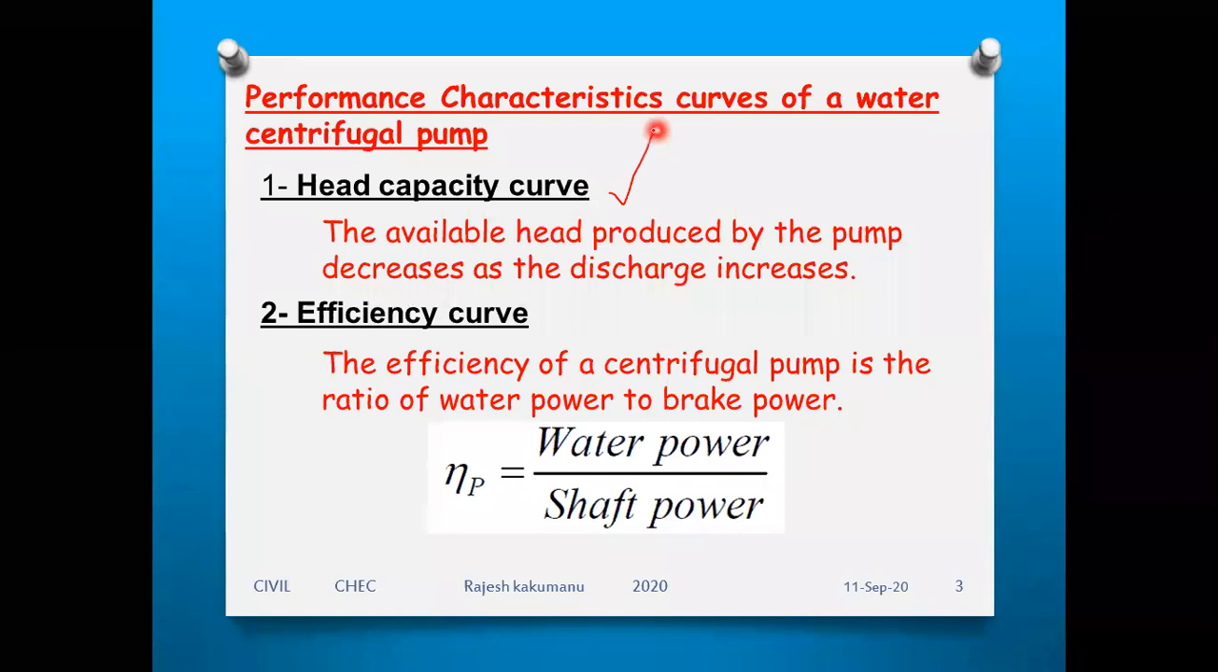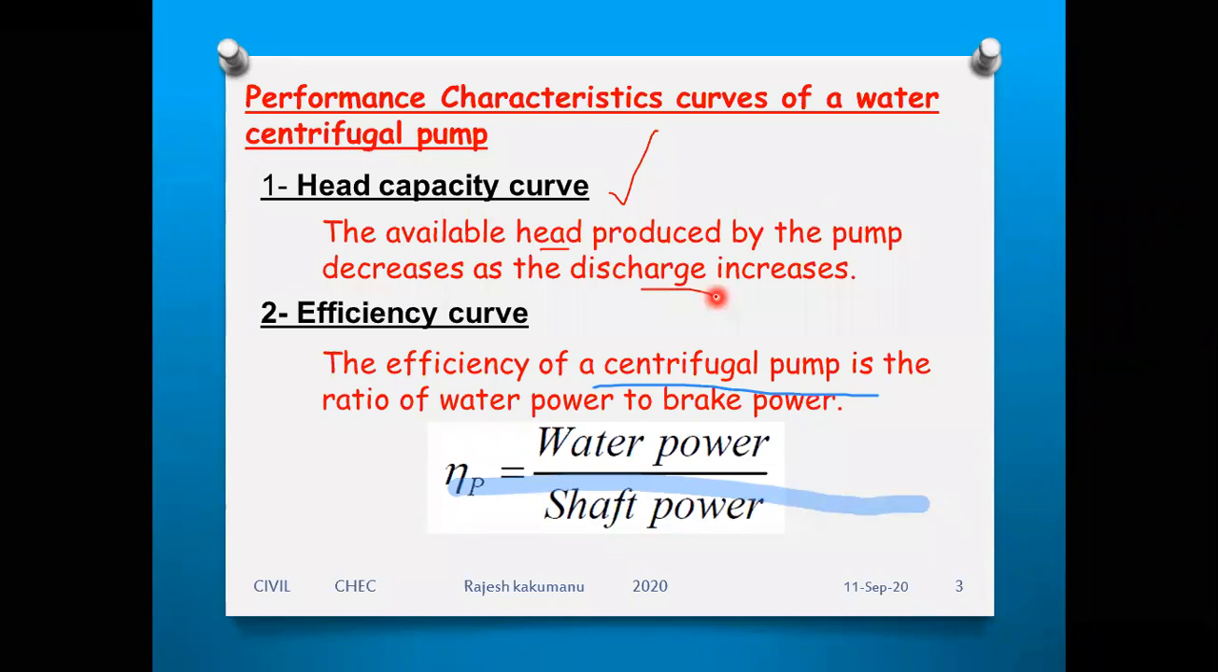The head capacity curve is the available head produced by the pump, which decreases as the discharge increases. So whenever the discharge is increasing, automatically the pump head decreases. That is the head capacity curve. Next, the efficiency curve.